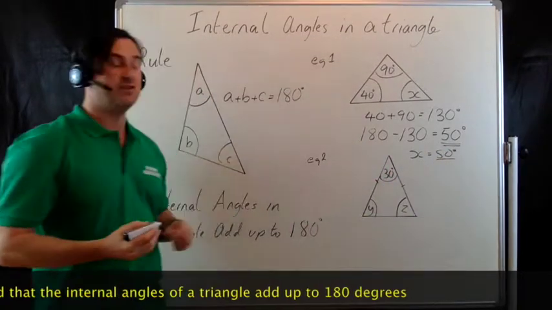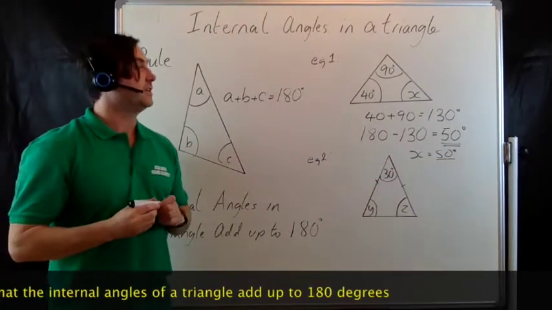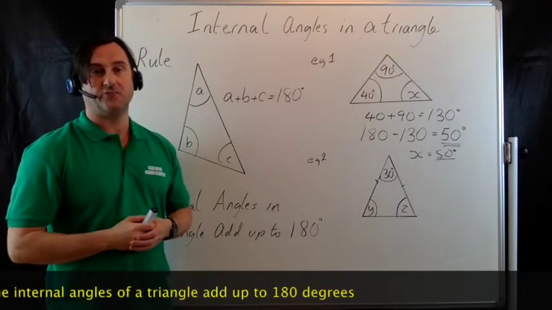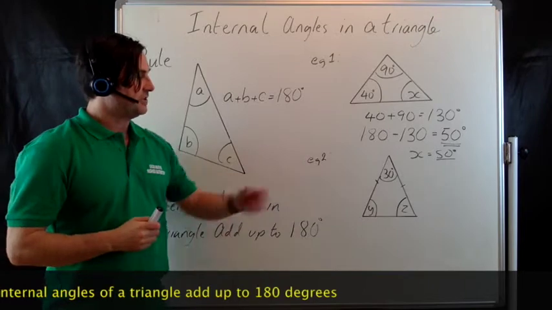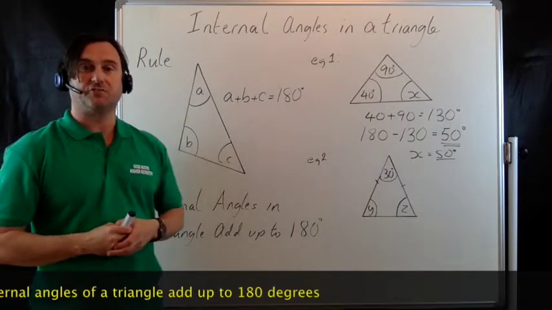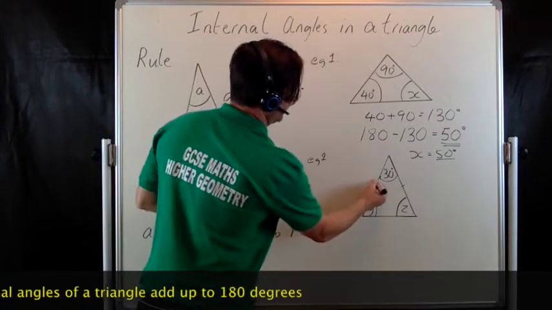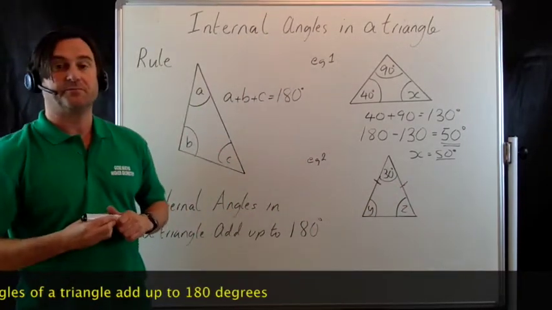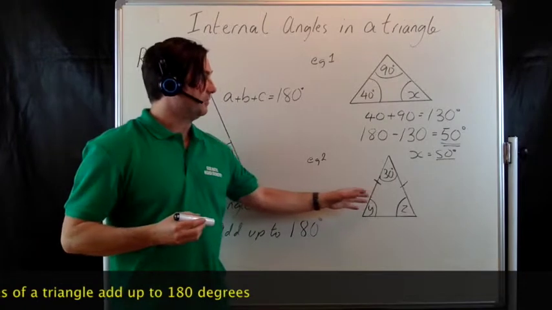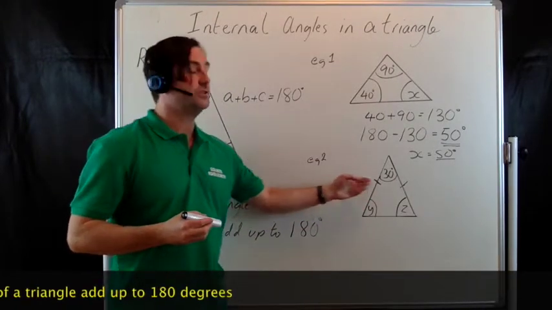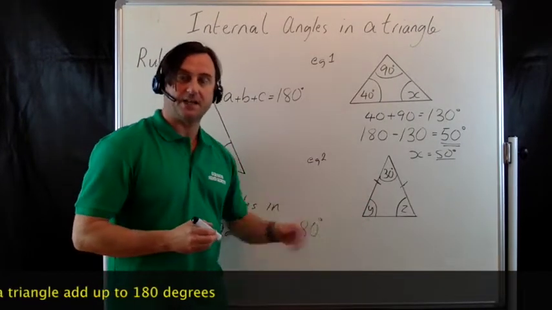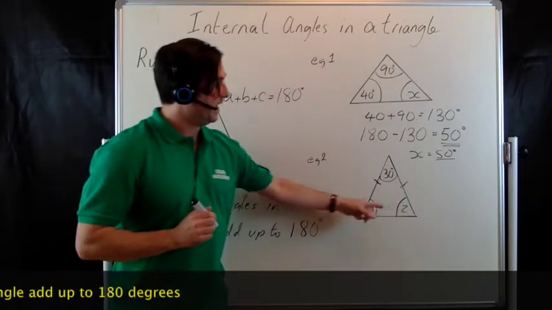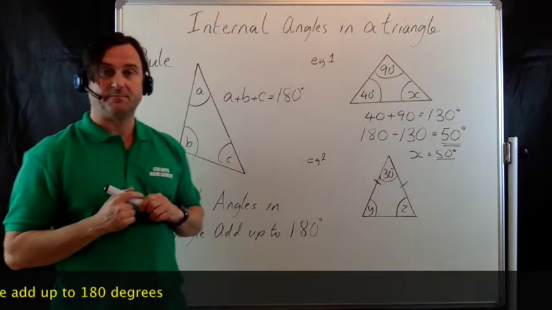If you're asked for a reason, you must say that it's because the internal angles of a triangle add up to 180 degrees. For example 2 there, we've got a very specific triangle. These little dashes here tell you that that's an isosceles triangle. The definition of an isosceles triangle is that two sides are equal and the base angles will be equal as well. So we know that Y and Z will be the same.